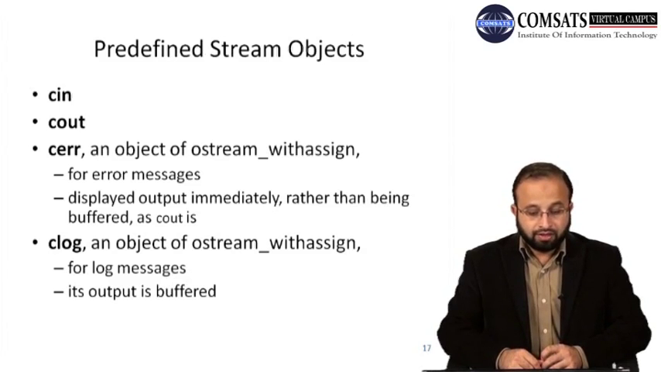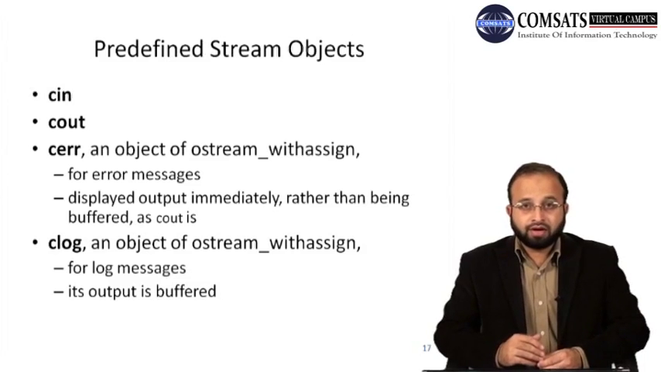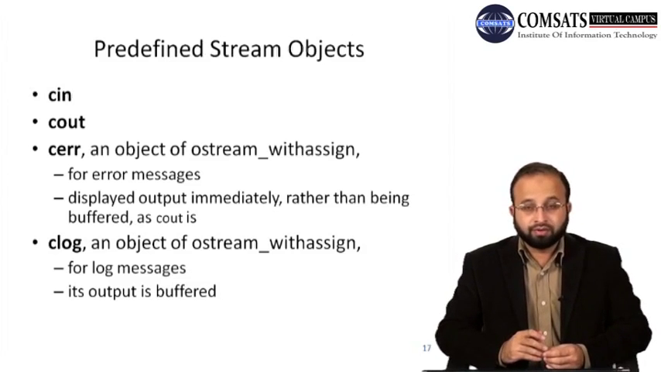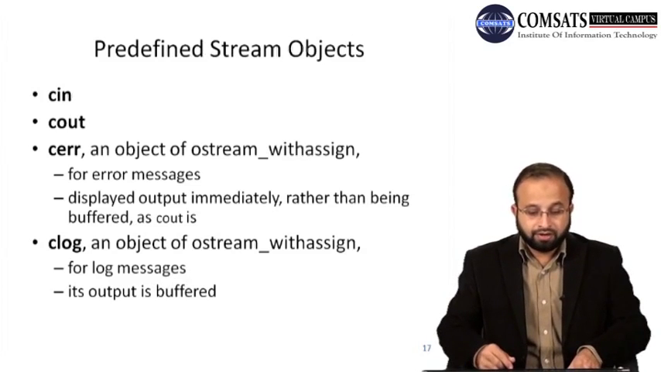Then we have another predefined object, that is the clog object, an object of the ostream_withassign class, and that is for log messages. So it doesn't write anything on the output, it doesn't write anything on the computer screen. Where does it write? It writes into the file, into the buffer, right. So whatever is happening in the program, you write all those messages inside the buffer or the file, then you can read that file to check where the error could be, right. So these are all the predefined objects.